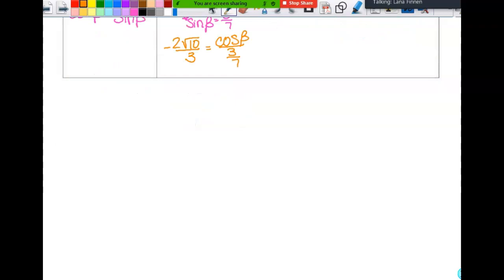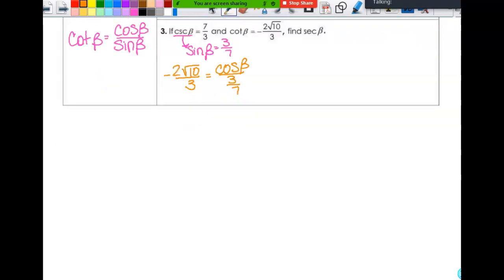Then, okay, so then I'm going to multiply both sides by 3/7. So I get negative 2 square root of 10 over 3 times 3 over 7. And that's equal to the cosine of beta. So these 3's cancel out, and I get that the cosine of beta equals negative 2 square root of 10 over 7.